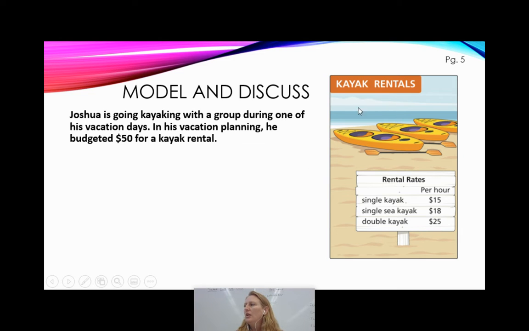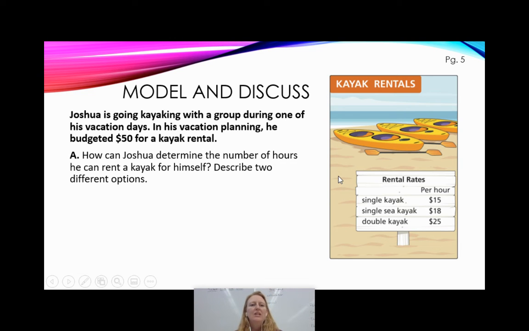You can see over here we have kayak rentals and our rental rates, where a single kayak is $15 per hour. A single sea kayak is $18 per hour. And of course, if you want to double up with a buddy, a double kayak is $25 per hour. So how can Joshua determine the number of hours he can rent a kayak for himself? Go ahead and think about two different options. Hit pause, jot down some thoughts there.